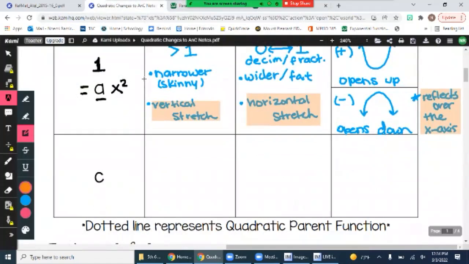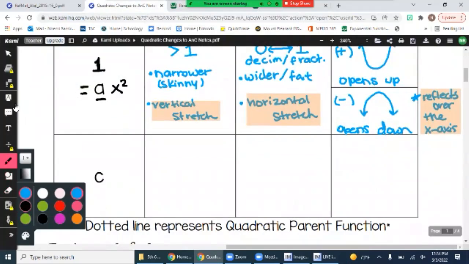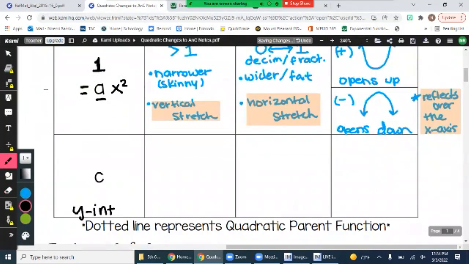The value of C. We said that C is our what? It is our y-intercept. There is no special name for the value of A, but there is one for C, so we're just going to go ahead and write that in. And you usually find C at the end of the equation, where it's the number that's added to the very end. It could be added, it could be subtracted, but that number starts at 0.